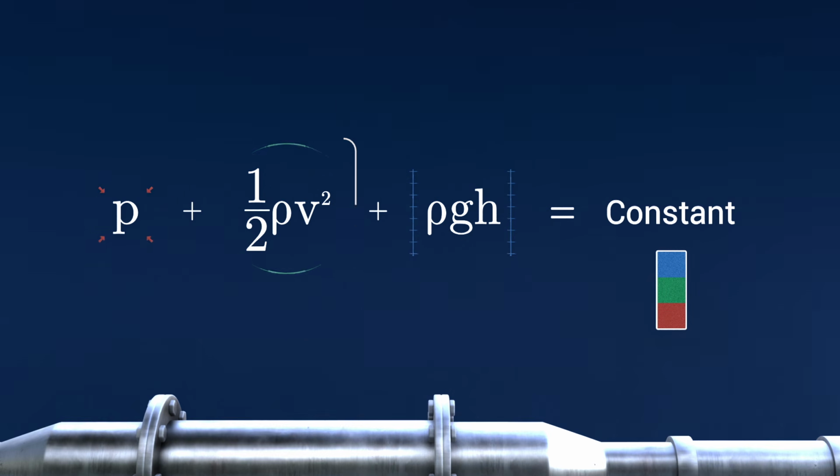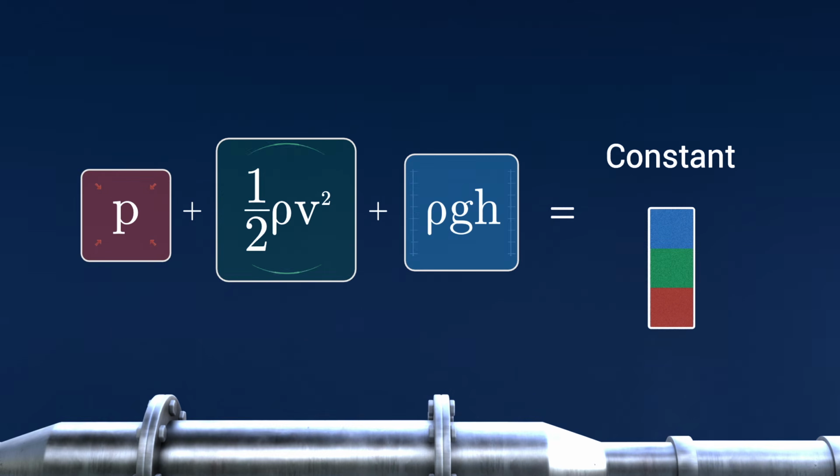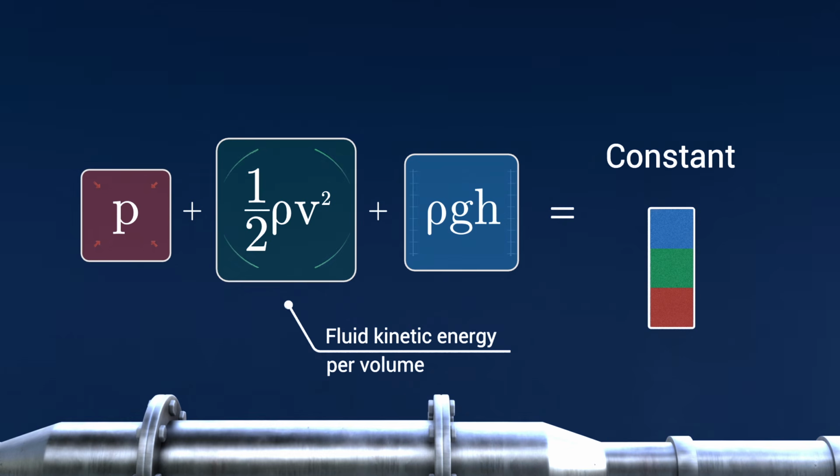Think of the equation as three energy buckets. The first term in the equation is the static pressure of the fluid, P. This is the force the fluid exerts on the walls or surfaces. The second term represents the fluid kinetic energy per volume and is known as the dynamic pressure. As velocity increases, the kinetic energy term increases. Under Bernoulli's assumptions, this must be balanced by a reduction in static pressure or potential energy.